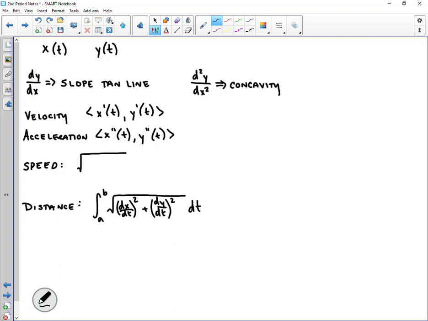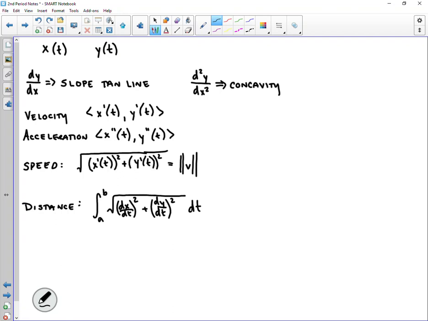It's just square root, yeah, x prime of t squared plus y prime of t squared. So I just want the magnitude of the velocity vector. So this is the magnitude of velocity. You should know this, guys. If you're in physics, you should know this.